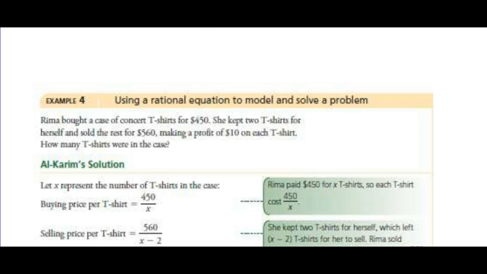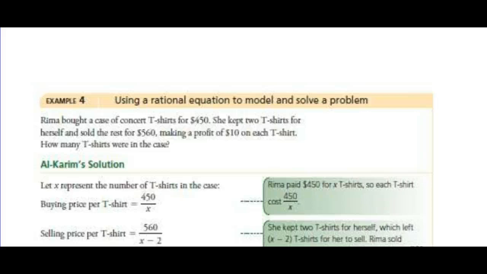Use a rational equation model to solve a problem. Okay, so let's look at the problem. We'll develop our own solution. Rima bought a case of concert t-shirts for $450. If she bought 45 shirts, how much did she pay for each shirt? $10. Okay, it's good to keep an idea of that.